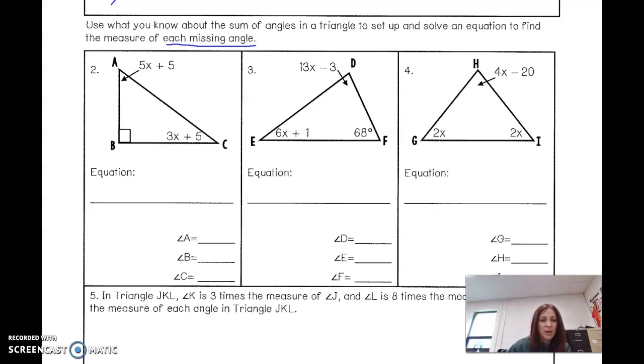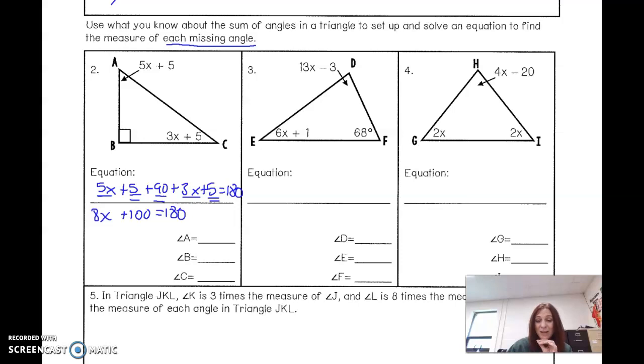We have 5x plus 5 plus 90 plus 3x plus 5 equals 180. Okay, so now add our common terms up. If I have 5x's and 3x's, that's a total of 8x's. 5 plus 90 plus 5, well, that's going to be 100. So 8x plus 100 equals 180. Okay, that's awesome. That's our simplified equation.